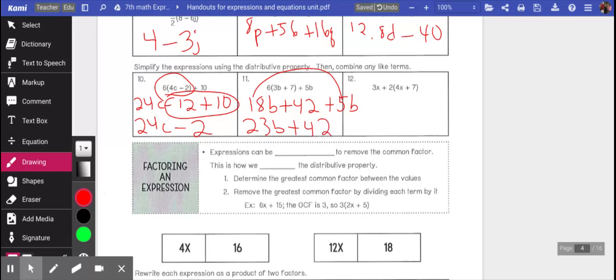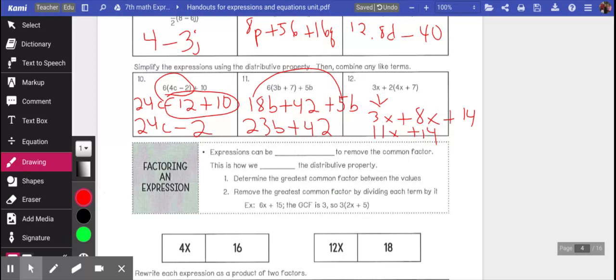Okay, on this one, this 3x is separate. So we are going to drop it down. So we have 3x. And now we have a positive 2 times 4x, which is 8x. And then a 2 times 7, which is a positive 14. Now we're going to put those together, and we get 11x plus 14.